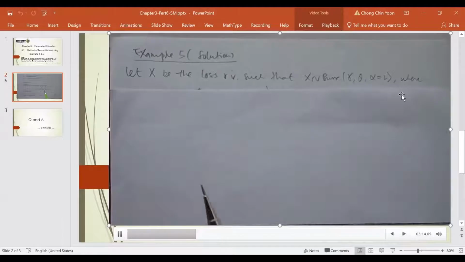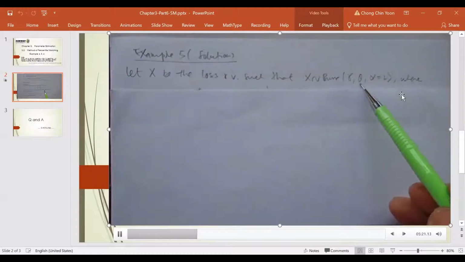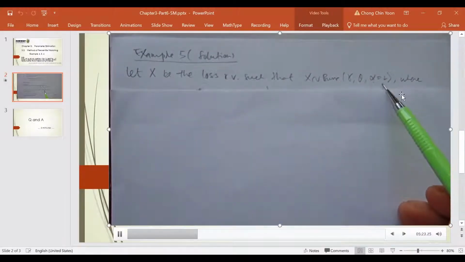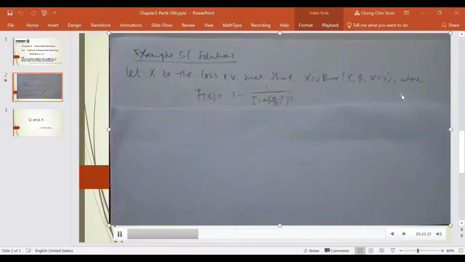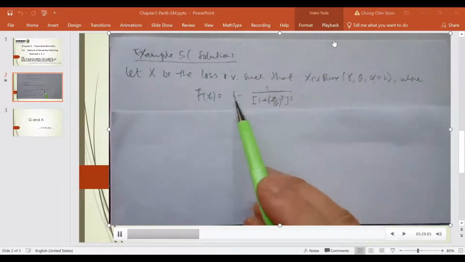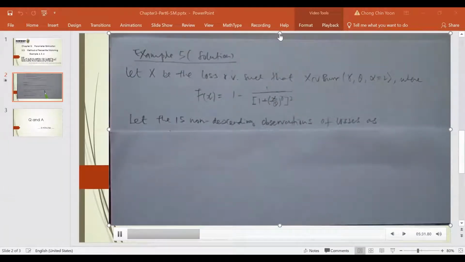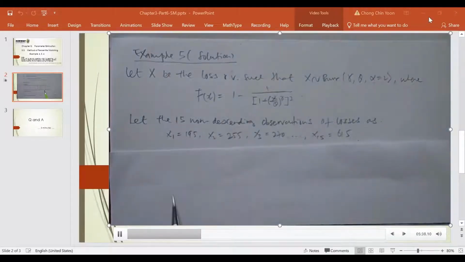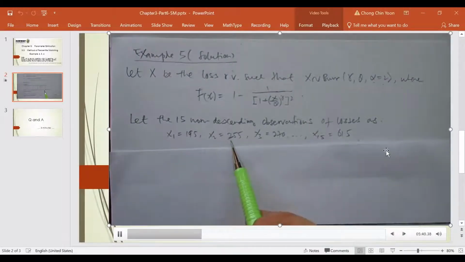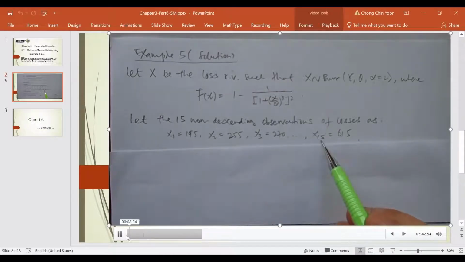Example 5. Let x be the loss random variable such that x is rule distributed with parameters gamma, theta, and alpha, which is 2, where the CDF of this rule distribution is given by this. Next, let the 15 non-descending observations of losses be as follows. That is, x1 is 195, x2 is 255, until x15 is 615.